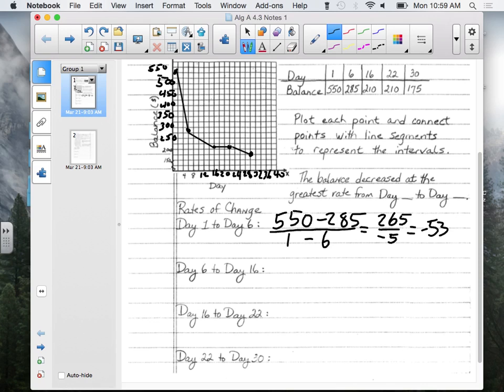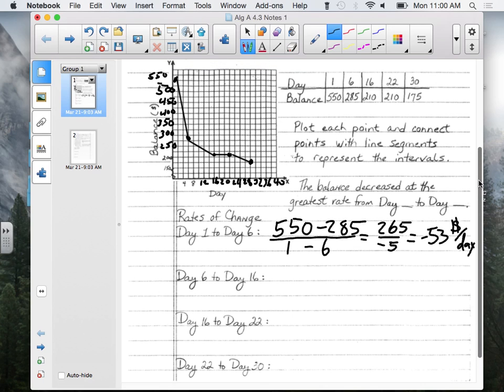So, if we have our balance on top, what's that label? Or what is the y values label? Balance, or total balance, dollars, right? So we have dollars. And then what's our label for our x values? Days. So that negative 53 right there, that is the rate of change that happened from day 1 to day 6. It went down $53 each day to get to 285. That's all you do. More or less, yeah.